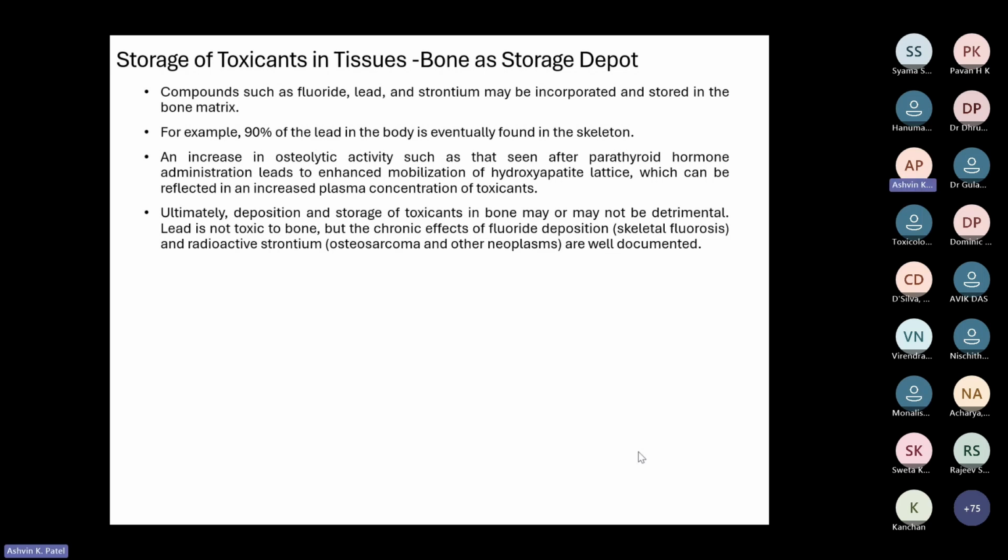Ultimately, deposition and storage of toxicants in the bone may or may not be detrimental. Lead is non-toxic to the bone, but chronic effects of fluoride deposition, skeletal fluorosis, radioactive strontium, osteosarcoma, and other neoplasms are well documented in this depot.